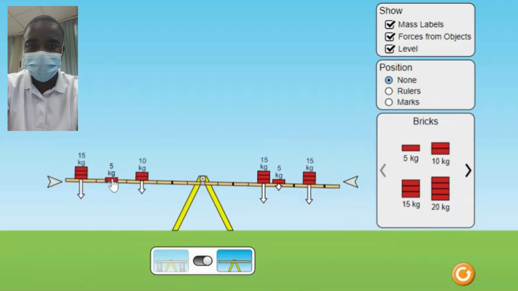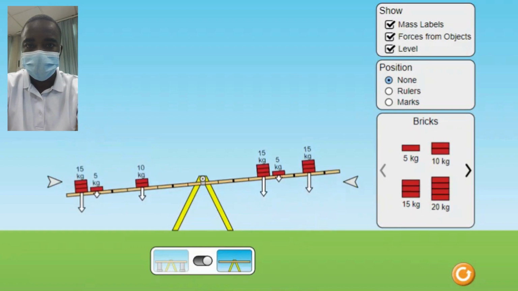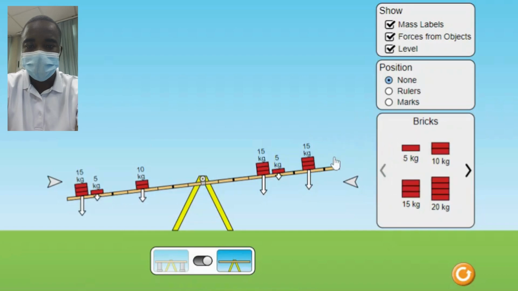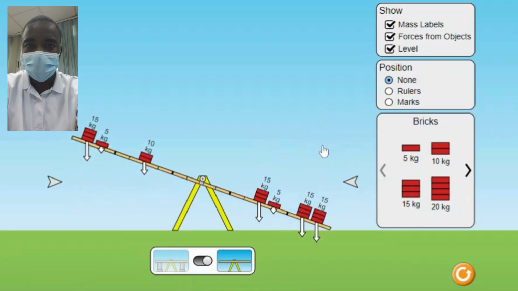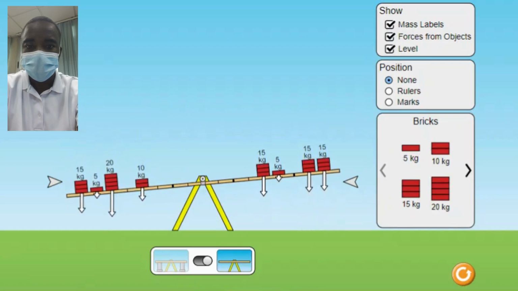The visual nature of the simulation makes abstract concepts more tangible. Students can observe the balance of the teeter-totter in real time, helping them to grasp complex ideas more easily. The simulation offers immediate feedback, allowing students to see the results of their adjustments instantly. This helps correct misunderstandings quickly and reinforces learning through trial and error.